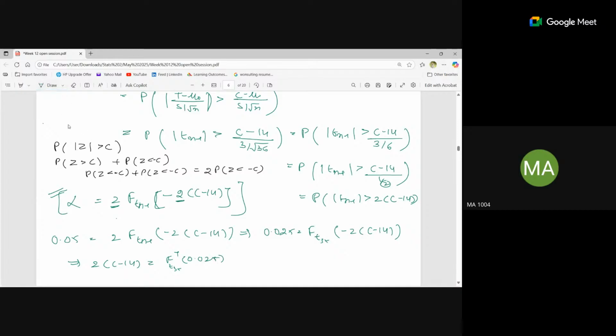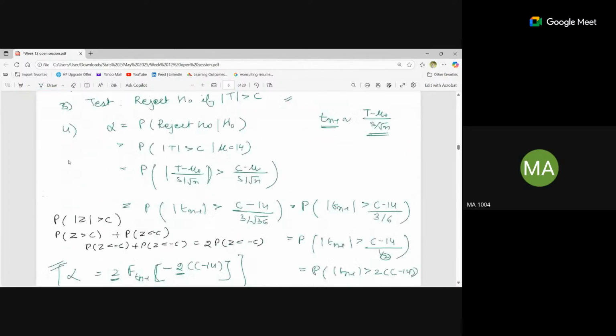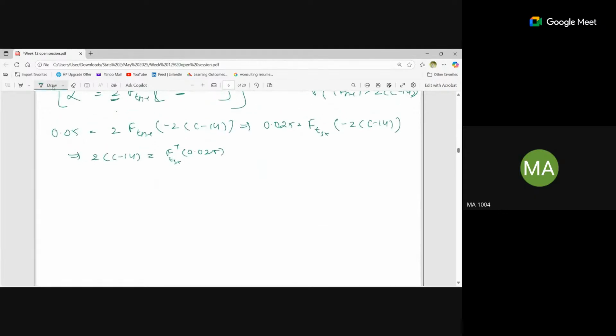Yes or no? Till here, is it fine to everyone? Okay. Now this is minus 2.03, right? Now you have to find the value of c. So c will be what? Minus will get cancelled, so this will be 2.03 divided by 2 plus 14, right?